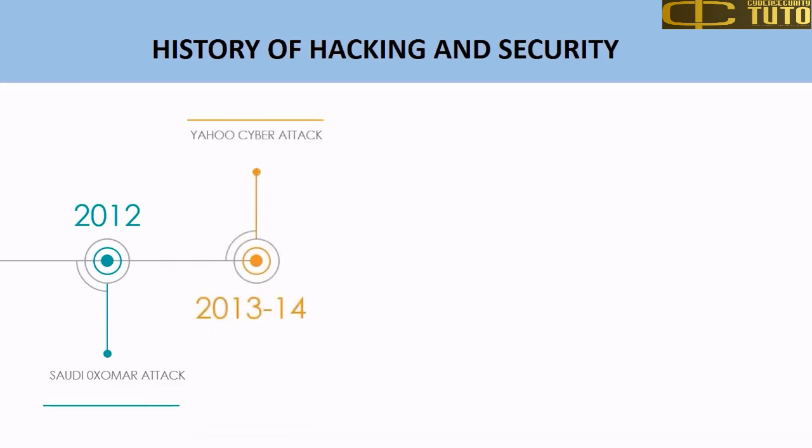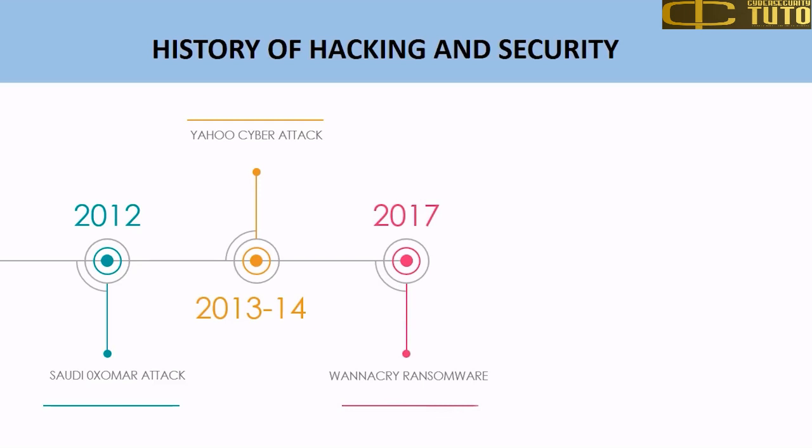In 2013 and 2014, there were two different data breaches on the Yahoo servers, conducted by an unauthorized third party. It was believed that almost 3 billion user accounts were affected during this period. In 2017, there was a ransomware attack, called the WannaCry attack. We will discuss this in detail in the coming sessions.